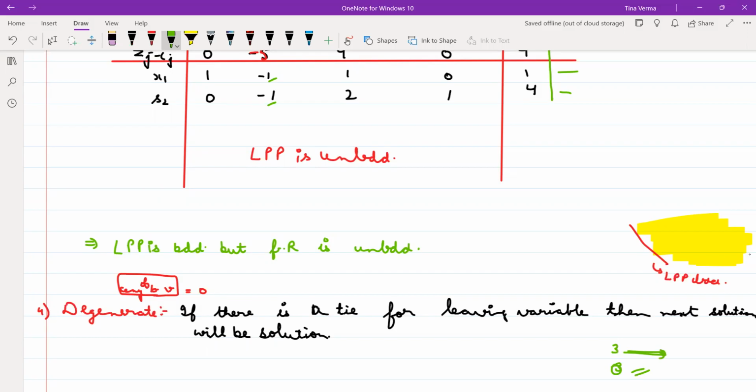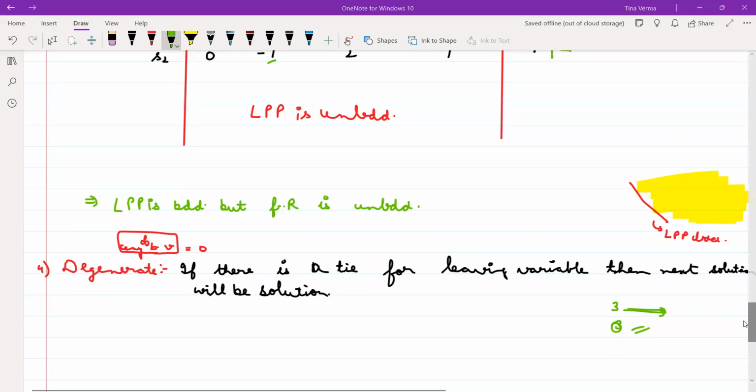So degeneracy can be temporary or permanent. If it is temporary, it means a basic variable is sometimes 0, it leaves your basis, and then in the end you get basic variables which were not 0. But if you get 0 as the value every time, that means in that case you have permanent degeneracy. So these are the cases that you can notice.